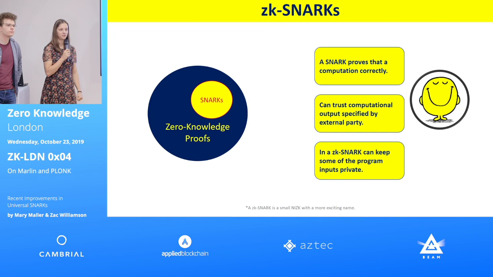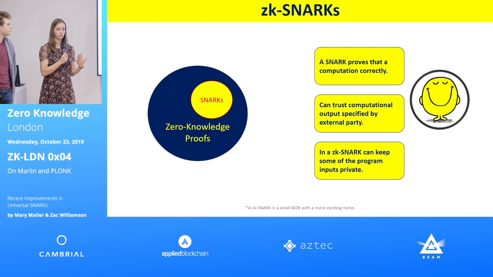So I don't want to dwell too much on what a SNARK is, because I think most people here already know. It's related to zero-knowledge proofs, and you can use a SNARK in order to prove that a computation has been carried out correctly. You can also keep some of the inputs to this computation private if you need to, which is very nice. And verifying these computations is much cheaper than it would be to run the computation yourself.